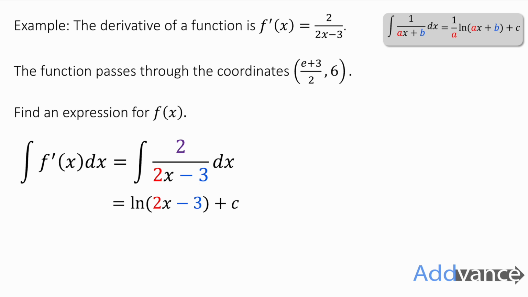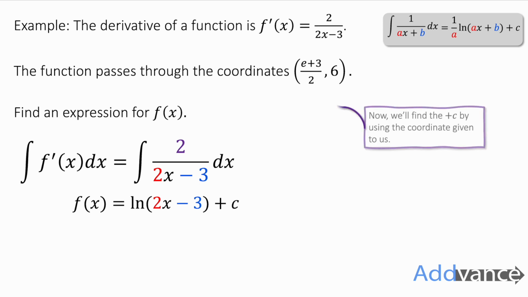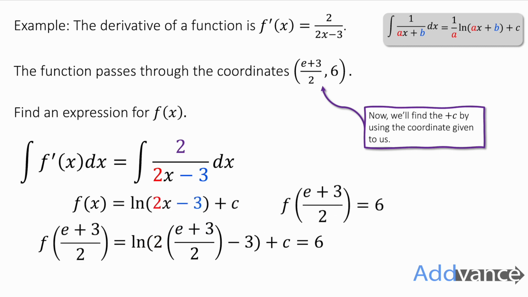Now, what's really nice here is we've got the coordinates. We've got (e plus 3) over 2, 6. I'm going to substitute those coordinates in to find what the plus c is. So we'll substitute these coordinates in, the x as (e plus 3) over 2 and the y as 6, to find the plus c. So f of (e plus 3) over 2 equals 6. And we can put that in to replace the x, and that is equal to 6.